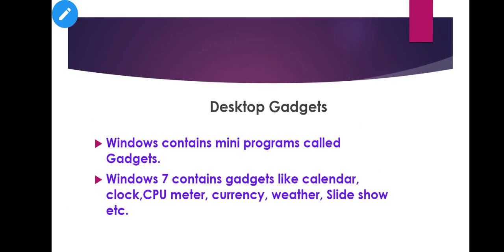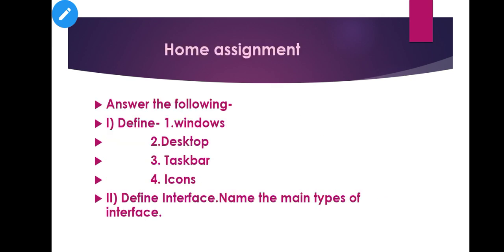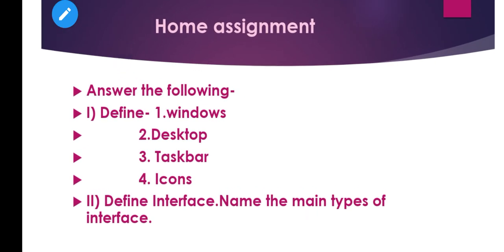This way children, we have completed the lesson. Hope you are able to understand the lesson. In the series of it, you have some homework, or we can say a home assignment. So let's see what your assignment is. The first question is: answer the following. Define Windows, desktop, taskbar, icons. Children, you have to write the definition of these four: Windows, desktop, taskbar and icons.